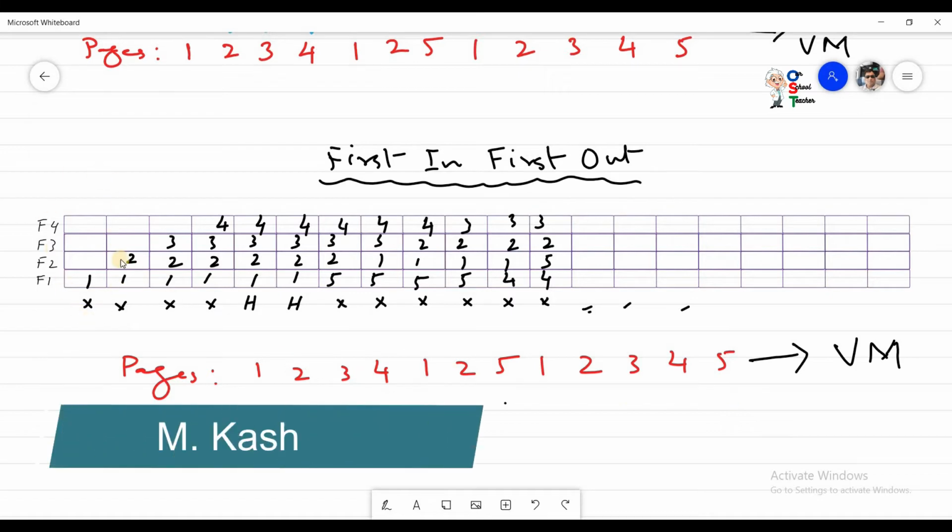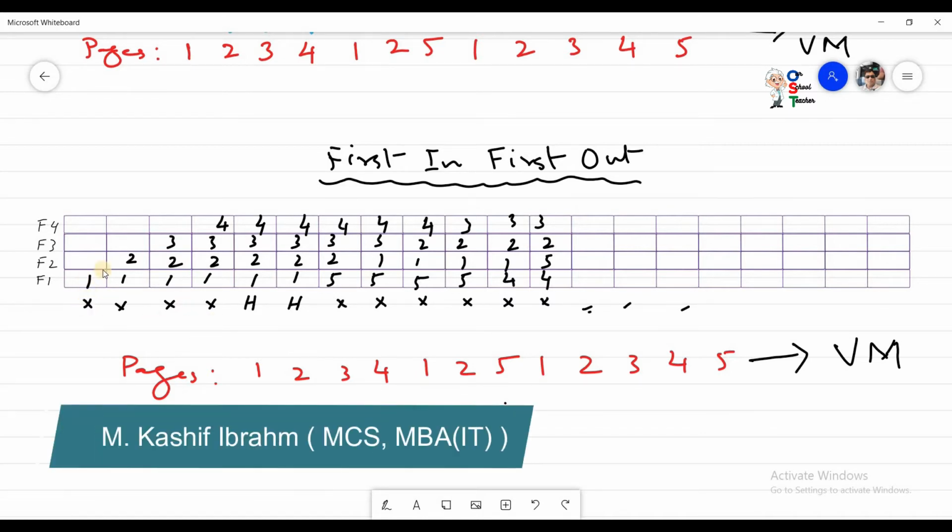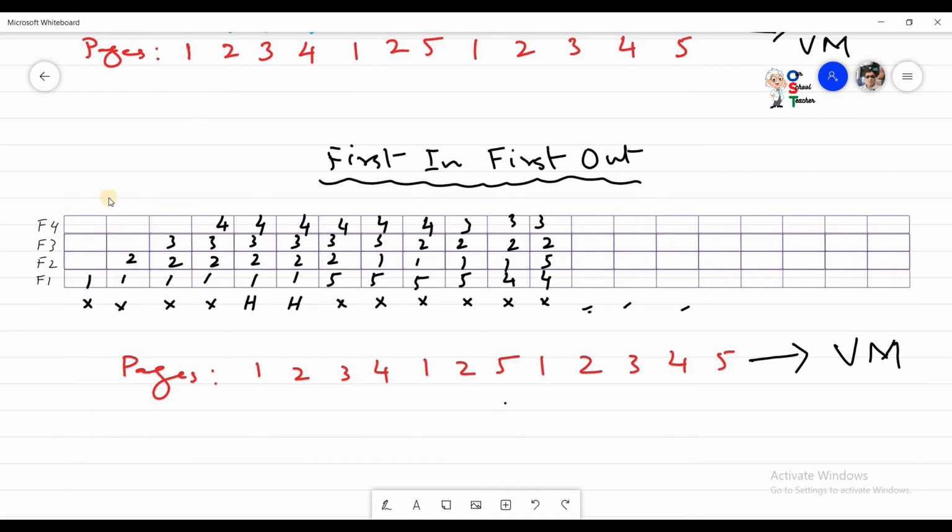First time, obviously, as you know, all the frames which are available will be free. So the first time page number one is called, and that will be kept in the first frame. This is a page fault, that's why I put a cross here. Page fault means the page is not already there in the memory.